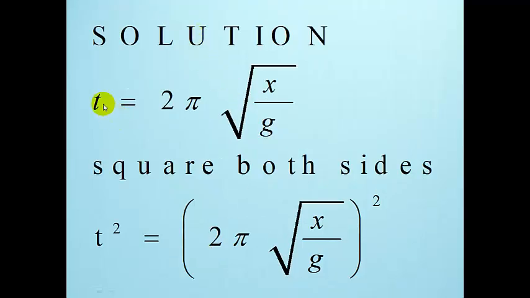Solution. Given T equals 2 pi root x over g, because we are making x the subject and it's under the root, to do away with the root we have to square both sides. And so when we square T, we have T squared, and this is equal to 2 pi the root of x over g all squared. Now take note that the exponent 2, that is the square, is affecting 2 pi and at the same time the root of x over g.